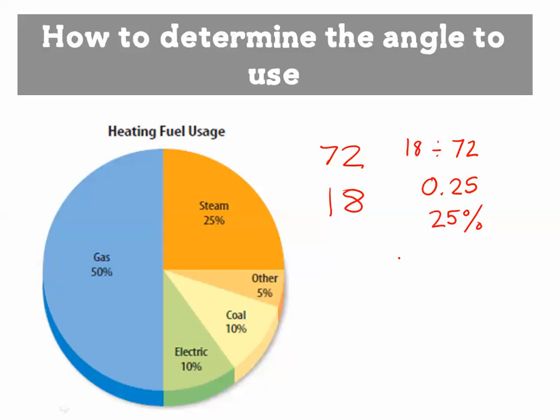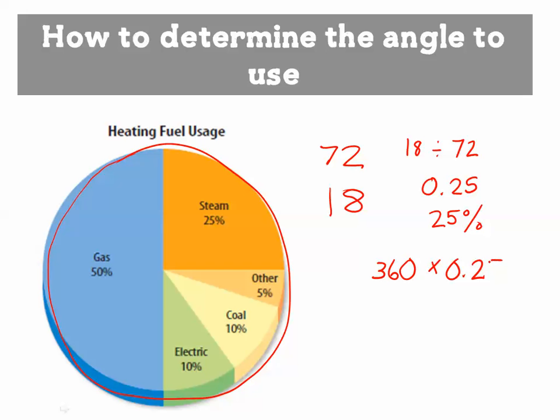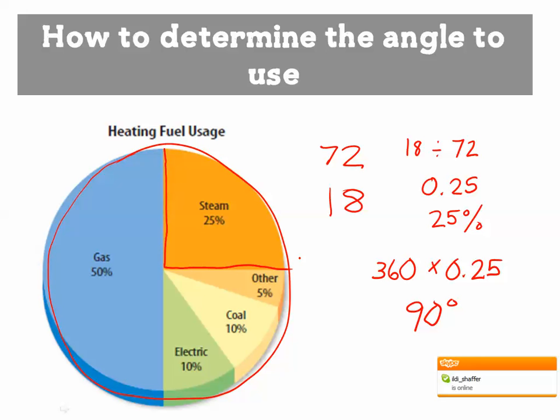Now to figure out the percentage of the circle this takes up, the angle you're going to measure with your protractor, we know that a circle is 360 degrees. So if we multiply that by 25%, we're going to get an angle of 90 degrees. And as you can see, the angle that this takes up is in fact 90 degrees.